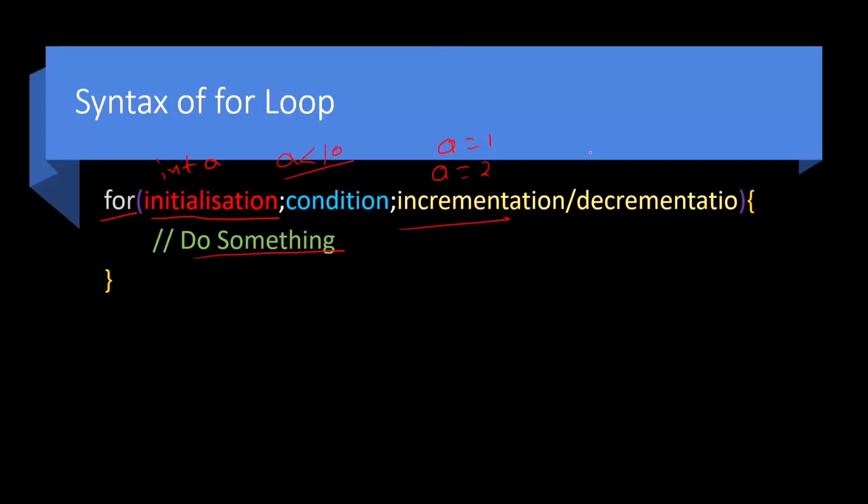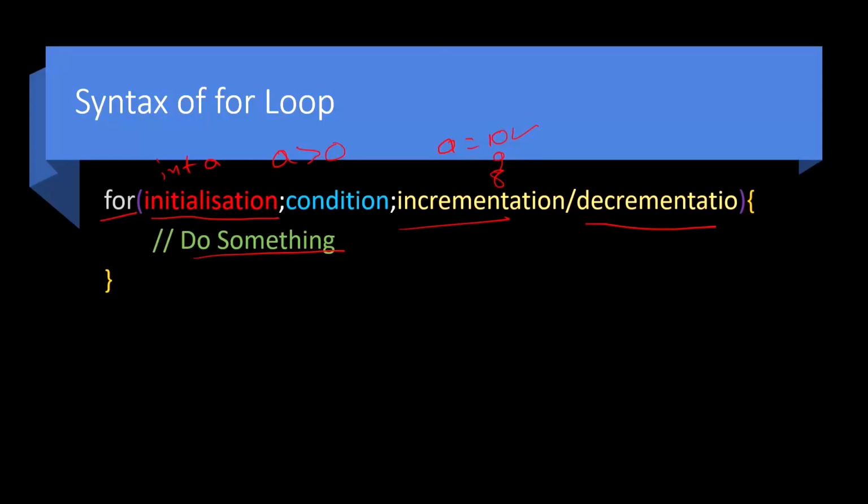Okay, and similarly, if we use, for example, instead of less than 10, greater than 0, and we initialize from 10, and we decrement. I use a, then 9, 8. First we start from 10 and it goes down and down.